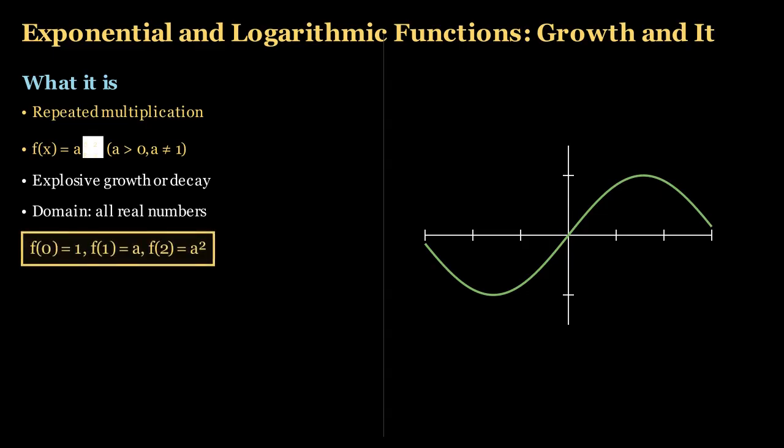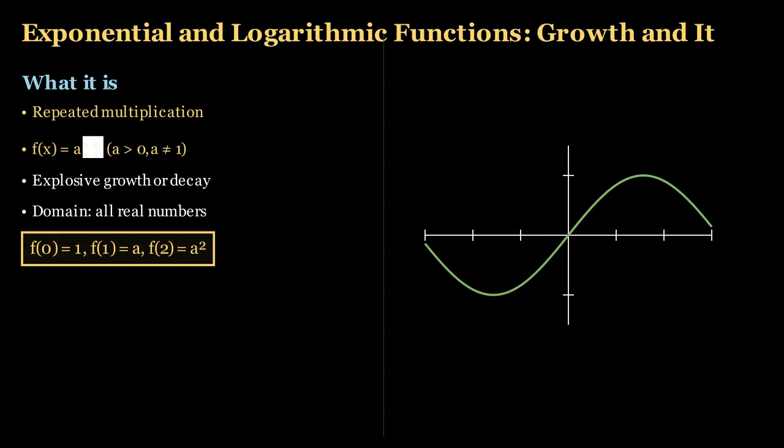It's written as f of x equals a to the power x, where a is a positive number not equal to 1. The input x is the number of times you multiply. The output grows incredibly fast, that's why we call it explosive growth. And you can put any real number into it, even fractions or negatives, so its domain is all real numbers.